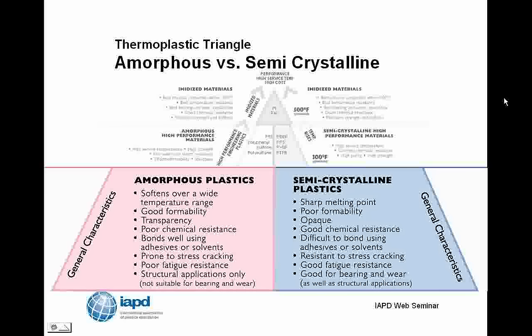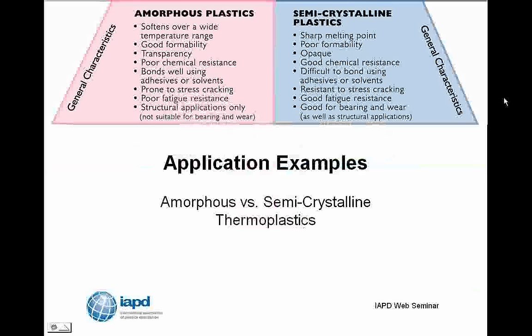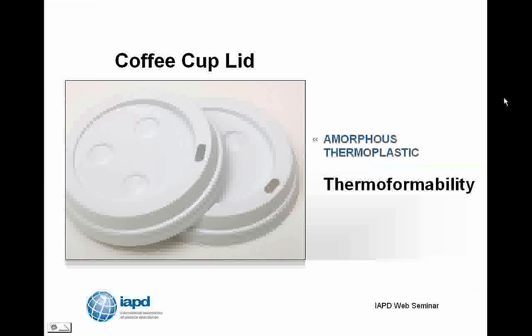So, let's look at some examples from our everyday lives. And I'm going to start off with a thermoformed polystyrene coffee cup lid. And many of us start our morning with a cup of coffee with one of these lids pressed over the top. It is essential that these lids be easy to thermoform. And so they've chosen an amorphous plastic because of its easy thermoformability. And polystyrene is widely used because it's easy to thermoform and it's inexpensive and it doesn't ruin the taste of your coffee.